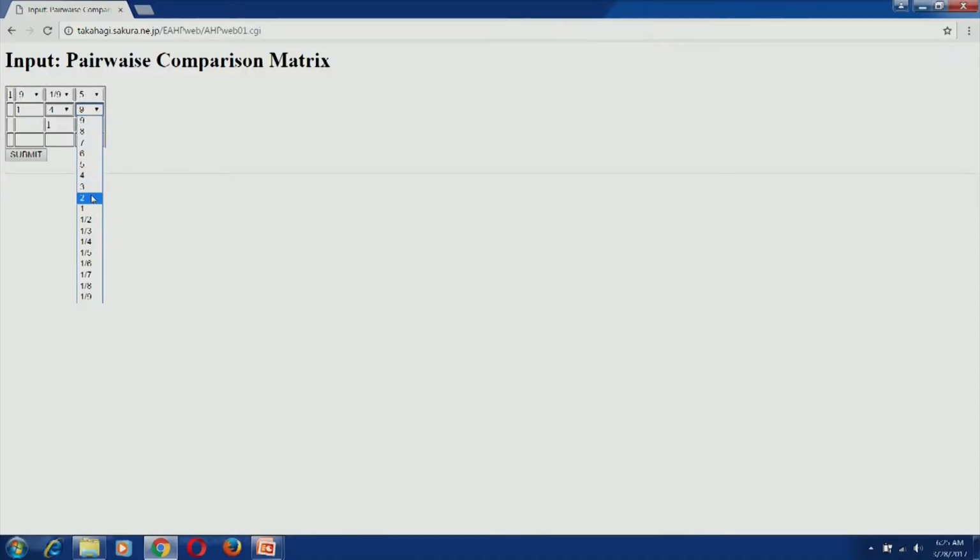Similarly criterion 2 to criterion 3, let it be 4. I am taking this data arbitrarily. Criterion 1 to criterion 4, let us say 2. Criterion 3 to criterion 4, let us say 7, and you just submit. You will get these weights calculated by this particular calculator.